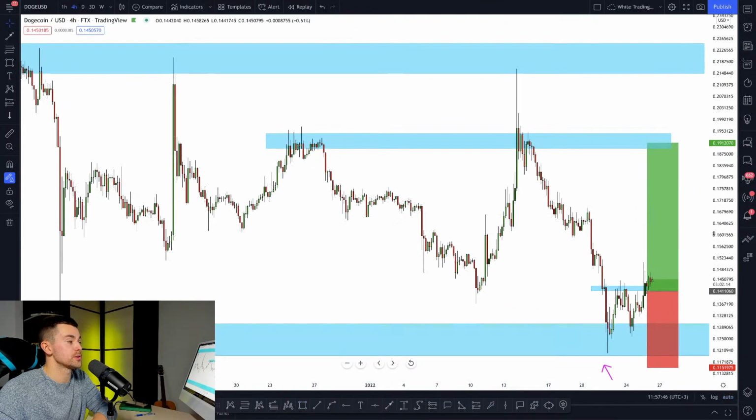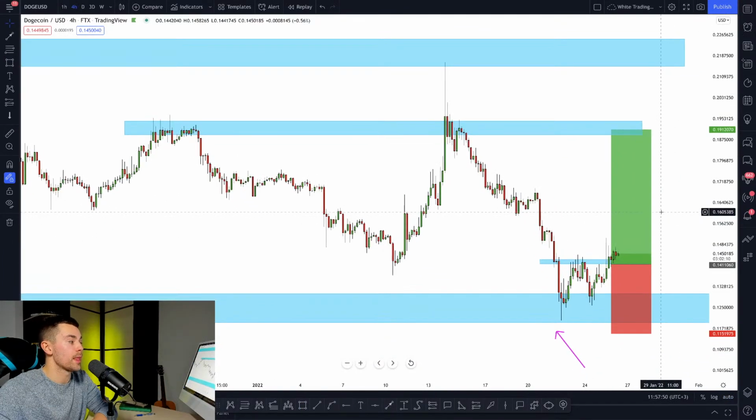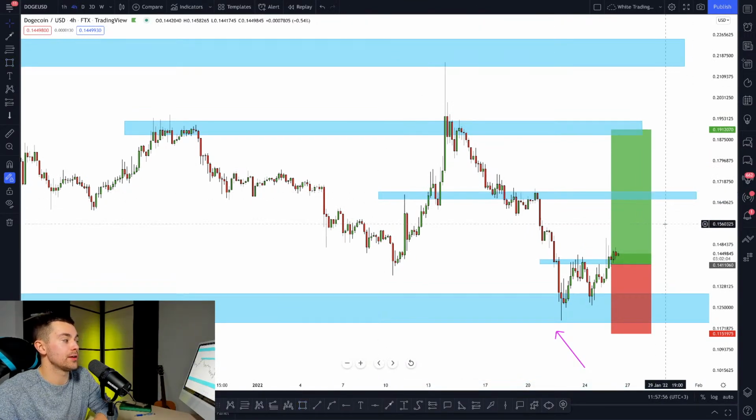Yes, so here's my trade. Here I have 2-to-1 risk to reward, and my break-even point is right here. Once that level here is reached, I will move my stop to entry and make my position risk-free.